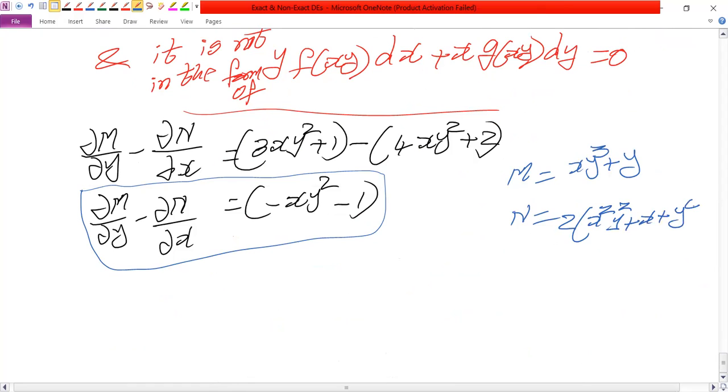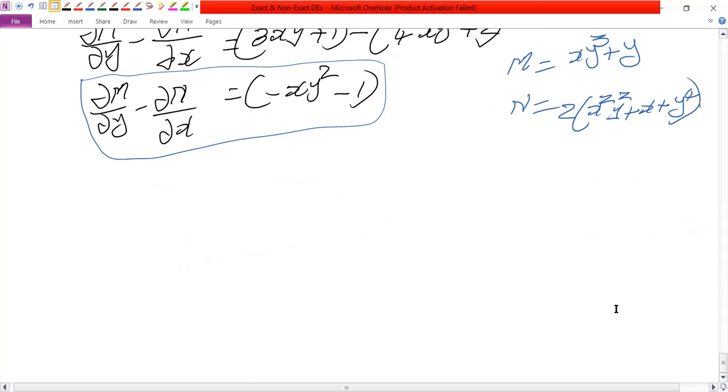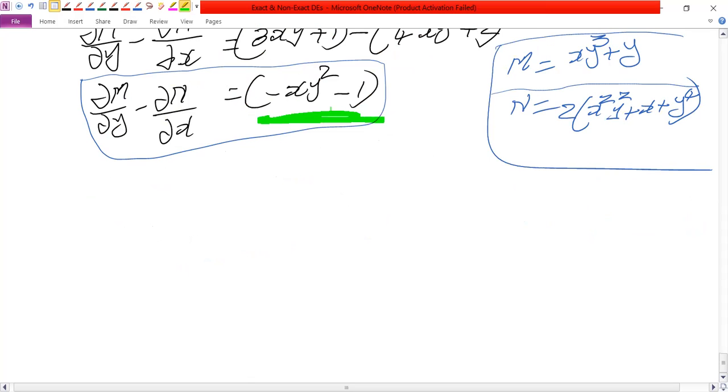Now, I mentioned while we discussed the procedure, we have to multiply dou m by dou y minus dou n by dou x with 1 by n or minus 1 by m. Which one we have to consider? That is the important point here. For that purpose, I have written the m and n functions here. Now, if you observe, how many terms are there in dou m by dou y minus dou n by dou x? How many terms are there?